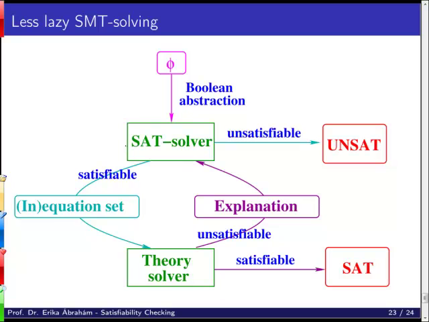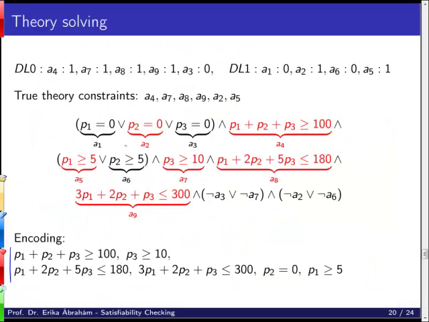So it would perhaps be better to just make some decision levels and then, before continuing, ask the theory solver if the current combination of theory constraints is still satisfiable in the theory domain. This is called less lazy SMT solving. And in this case, I just go back to our problem.